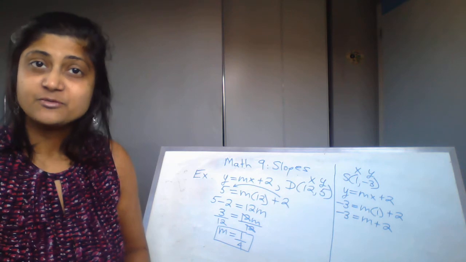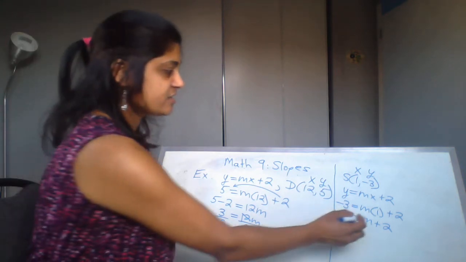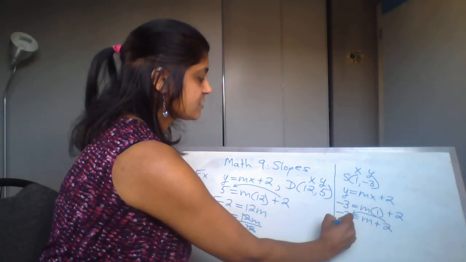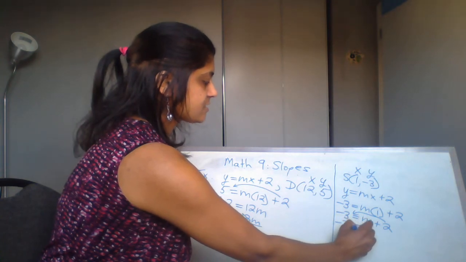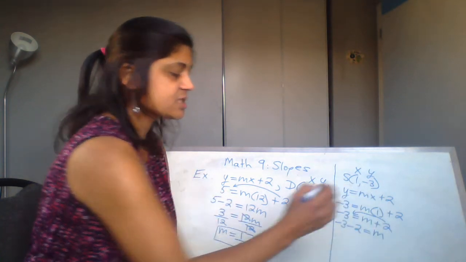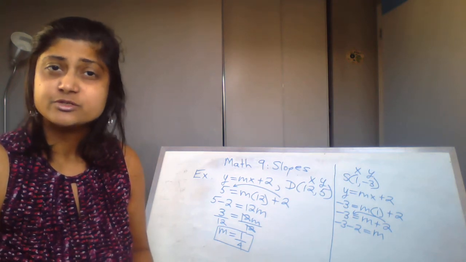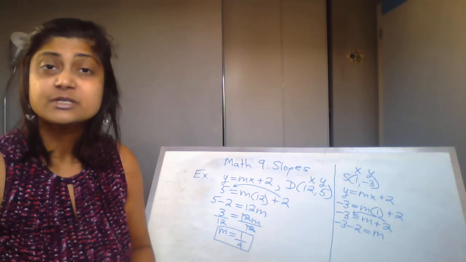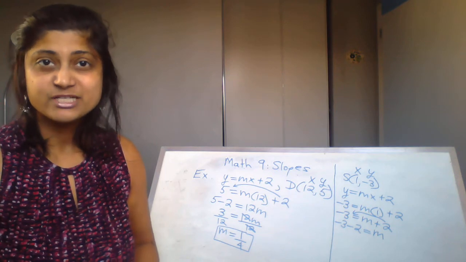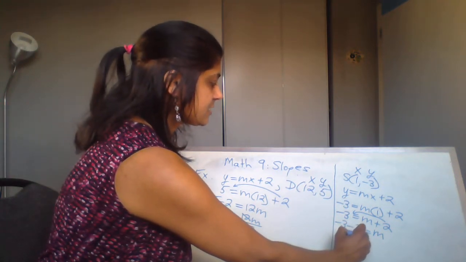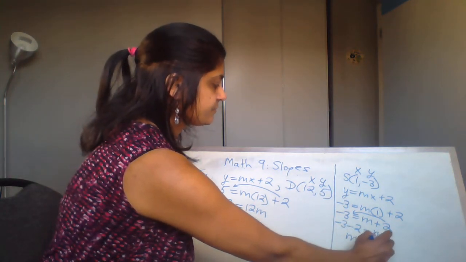The 2 is positive on the right side. Take it to the left side and change the sign. So it's going to be -3 minus 2, which is equal to m. Again, if you're not too sure in terms of the integers, I would just make sure I use my calculator so I'm getting the correct answer every time. And so in this case, m is going to equal -5.